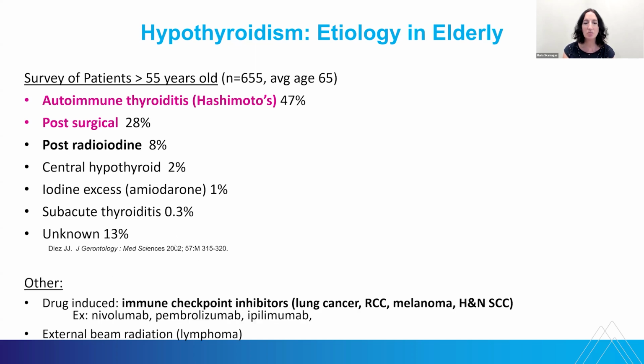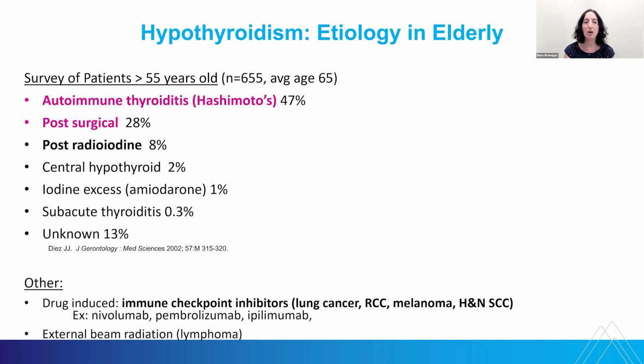Other causes that weren't in this report from 2002, so we're seeing more and more drug-induced hypothyroidism and hyperthyroidism from immune checkpoint inhibitors, which are used now to treat many different cancers like renal cell cancers, squamous cell cancers, lung cancers, and melanomas. And these include nivolumab, pembrolizumab, and ipilimumab. And so these include PD-1 inhibitors and CTLA-4 inhibitors, and they interfere with the T cell.